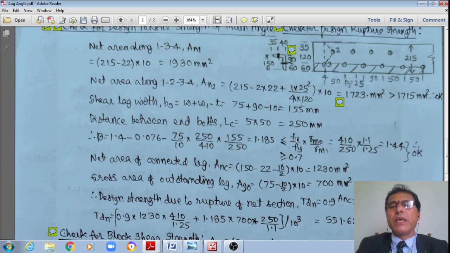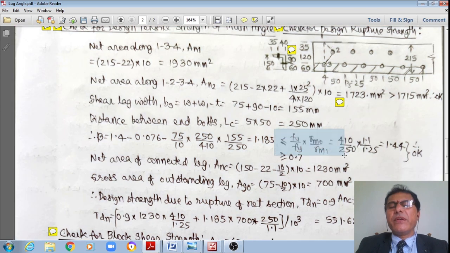However, as per the code, it should be less than or equal to Fu divided by Fy multiplied by gamma M0 divided by gamma M1. Therefore, substituting, I get 410 divided by 250 multiplied by 1.1 divided by 1.25. It should be less than or equal to 1.44. Simultaneously, it should be greater than or equal to 0.7.